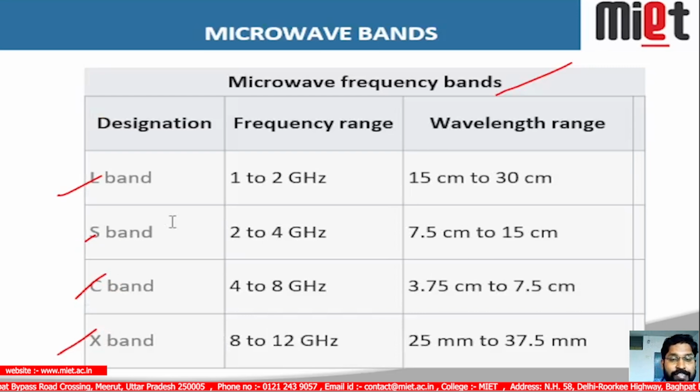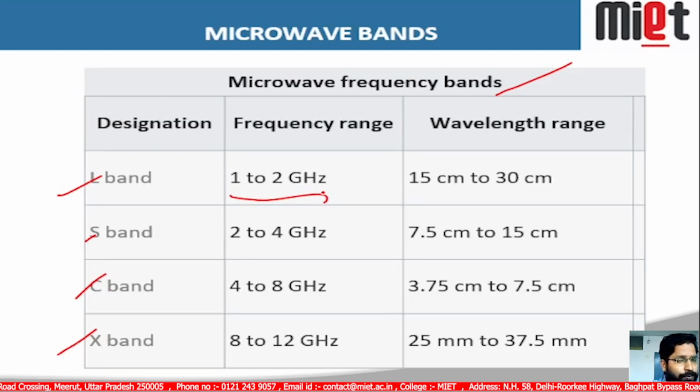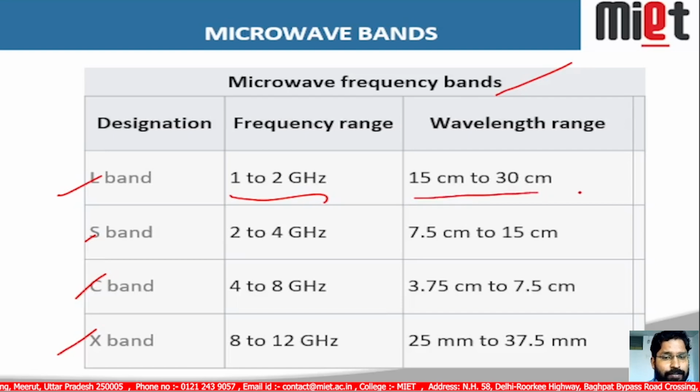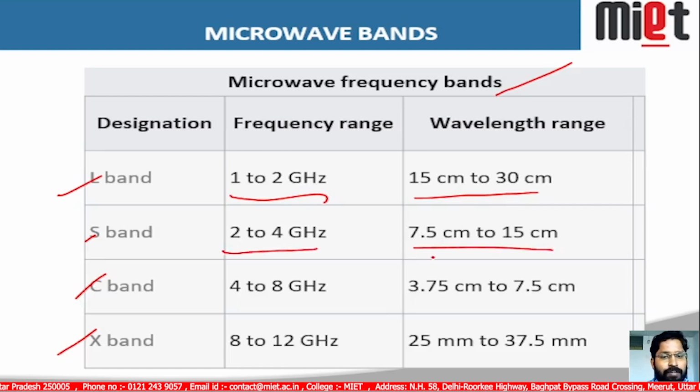The L band frequency lies from 1 to 2 gigahertz. In terms of wavelength, it varies from 15 centimeter to 30 centimeter. And the S band frequency is from 2 to 4 gigahertz. In terms of wavelength, it is from 7.5 centimeter to 15 centimeter.